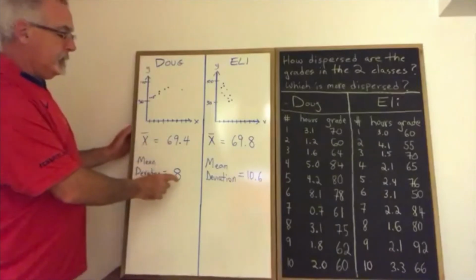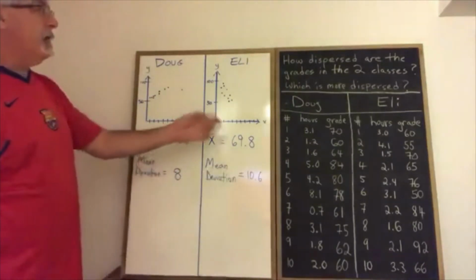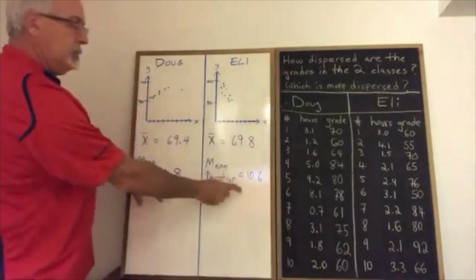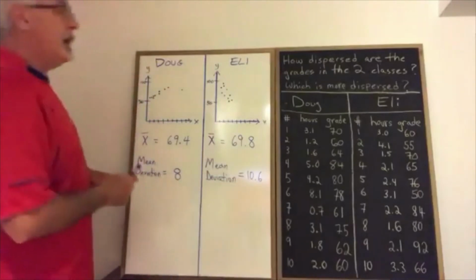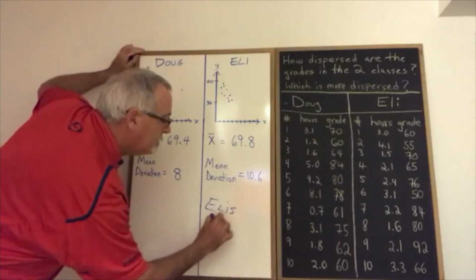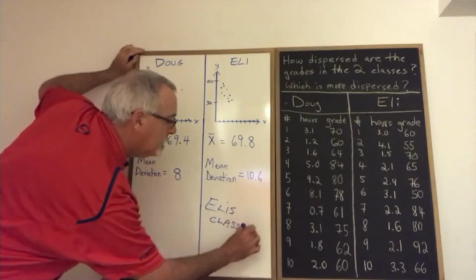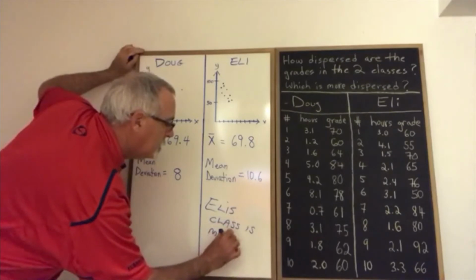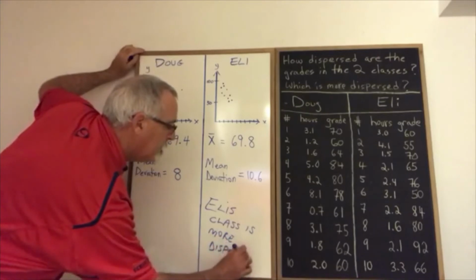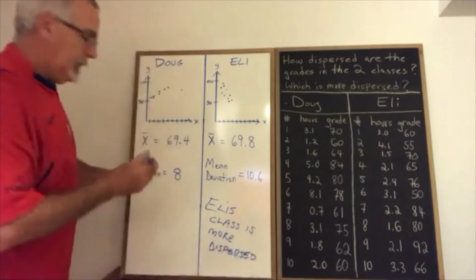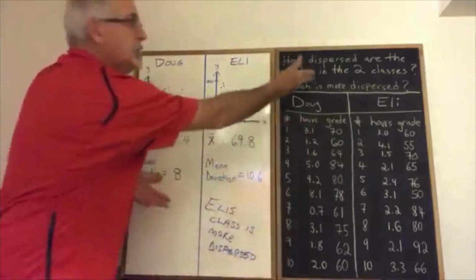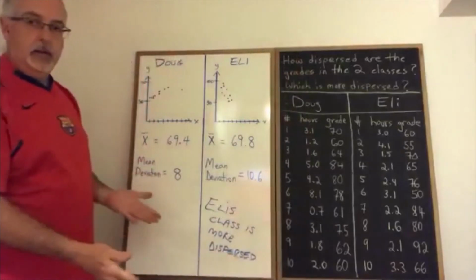The mean deviation for Doug's class is 8. The mean deviation for Eli's class is 10.6. Therefore, we've answered how dispersed they both are by giving the mean deviation, and which is more dispersed? Eli's class is more dispersed. Notice how I didn't find the mean and mean deviation for the number of hours, simply because the question is not asking about that, but it could have been done.